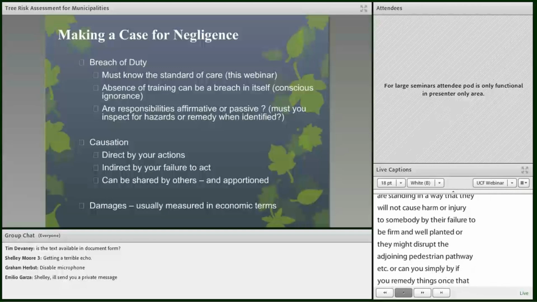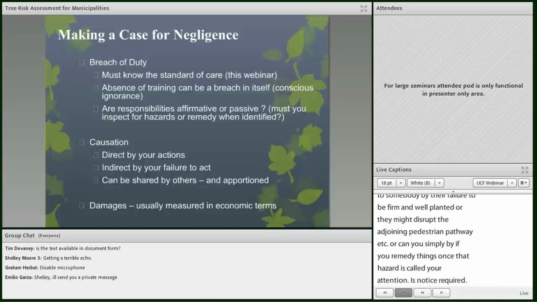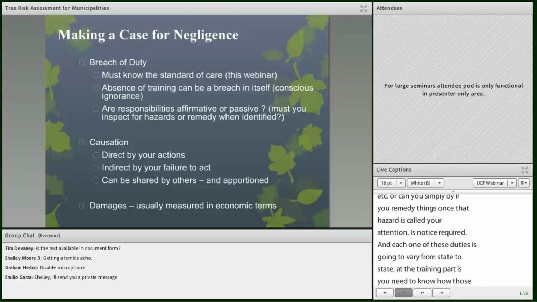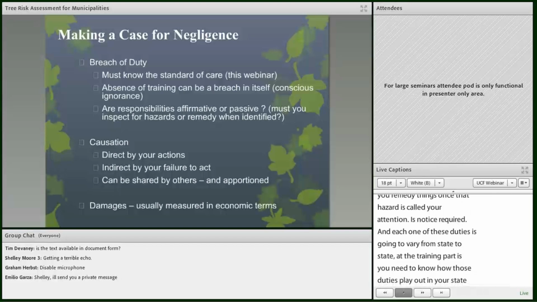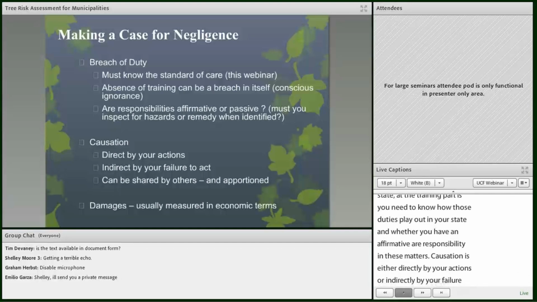Or can you simply get by if you remedy things once that hazard is called to your attention? Is notice required? And each one of these duties is going to vary from state to state. But the training part is you need to know how those duties play out in your state and whether you have an affirmative or passive responsibility in these matters. Causation is either directly by your actions or indirectly by your failure to act and omission. And in the law, and especially with public agencies, seldom is the causation solely one party's responsibility. So you will find that in some instances, claims are presented against multiple alleged tortfeasors or wrongdoers, and the court is called upon to sort out among those wrongdoers who bears what proportionate share of the responsibility.